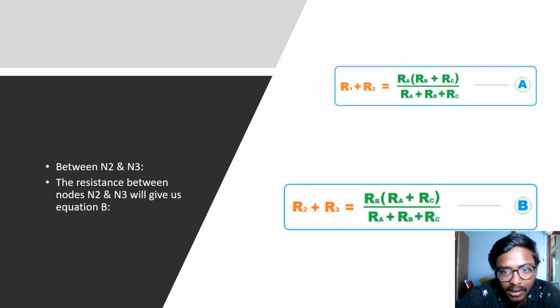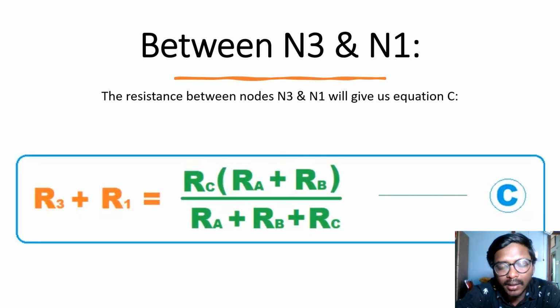It means equation A is R1 plus R2 equals Ra into (Rb plus Rc) by (Ra plus Rb plus Rc), as we discussed before, and R2 plus R3 equals Rb into (Ra plus Rc) by (Ra plus Rb plus Rc) is equation B. Between N3 and N1, the resistance between nodes N3 and N1 will give us equation C. The resistance between N3 and N1 is R3 plus R1 equals Rc into (Ra plus Rb) by (Ra plus Rb plus Rc). Let's make it equation C.